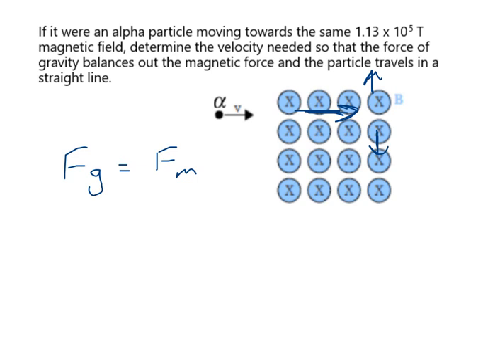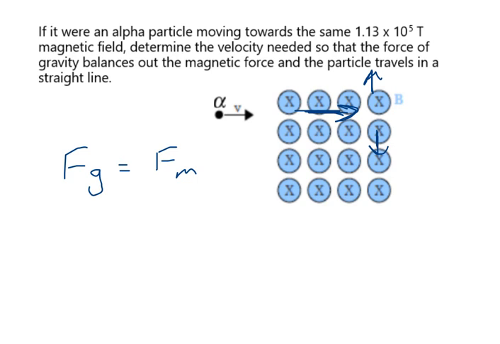Let's talk about why that works. I'm going to do the exact same thing, only now it's an alpha particle. I have to use my right hand now. My right hand is going into the page, and it's flipped like this. Which way would this particle want to go? It would want to start deflecting up. But gravity is going to pull it down. So I want to make it so that whatever it wants to deflect up, gravity keeps it going in a straight line. So that's where I came up with gravity equals magnetic force.